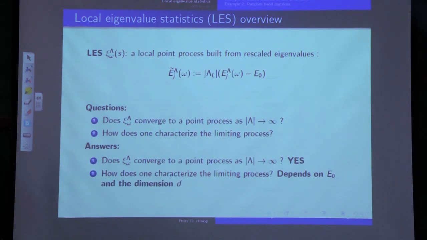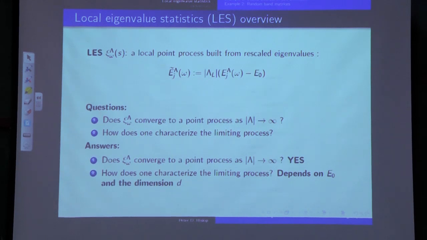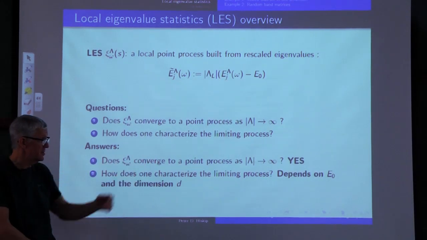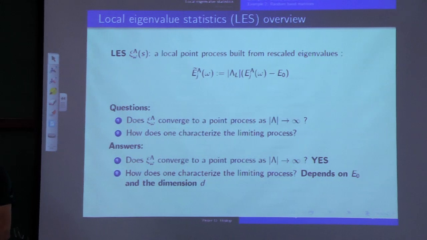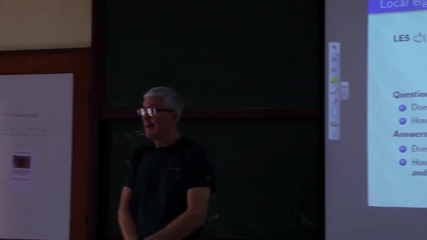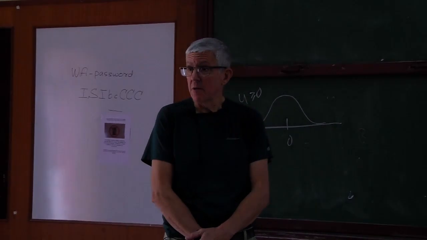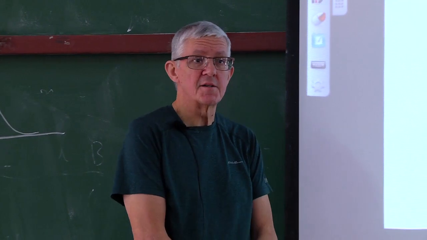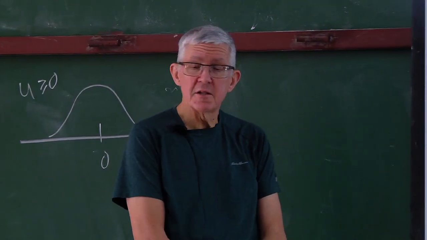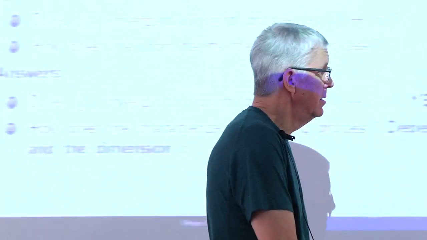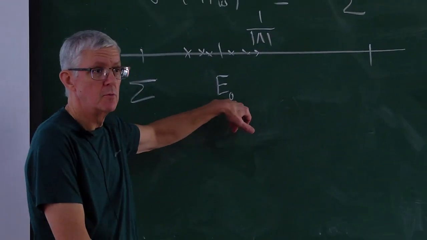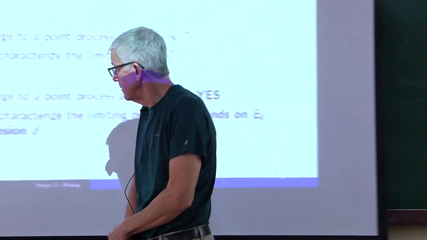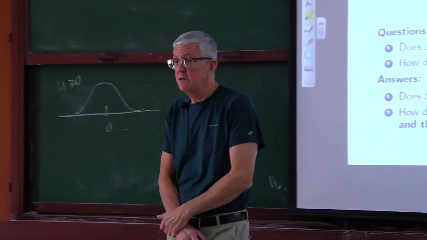So the first question does have an answer: usually you can prove some weak convergence of these finite volume local eigenvalue statistics, these finite volume point processes, as lambda goes to infinity. You might not be able to prove that the limiting process is unique. It depends on the situation. How do you characterize the limiting point process? Well, it depends upon how you choose this initial point E0, where you're looking at the local eigenvalue spacing, and it also depends on the spatial dimension D.